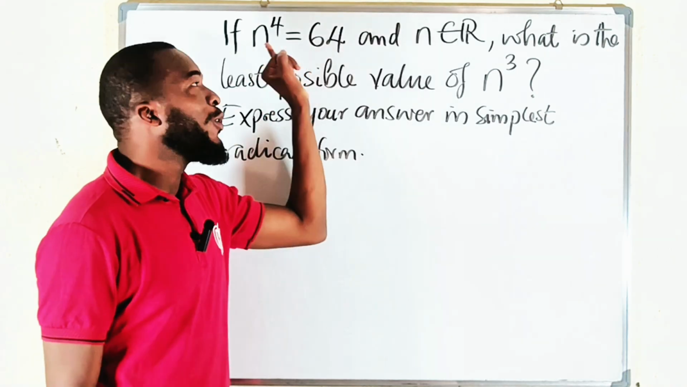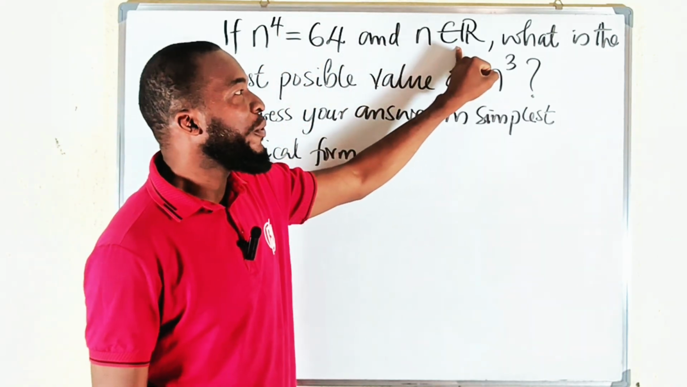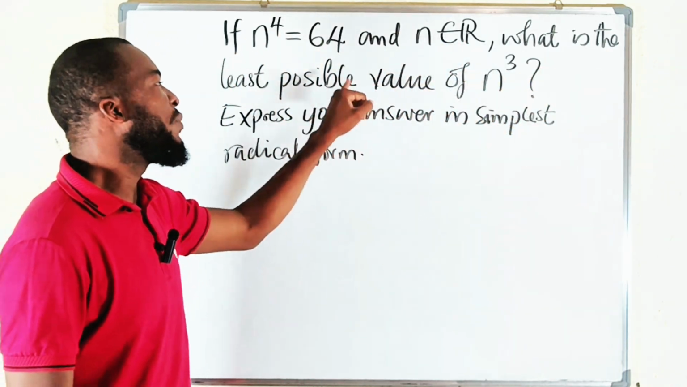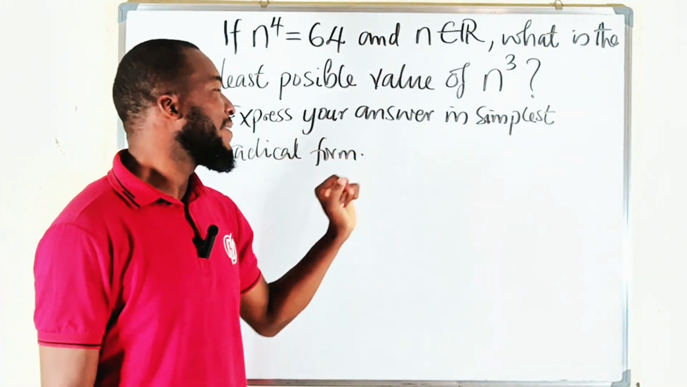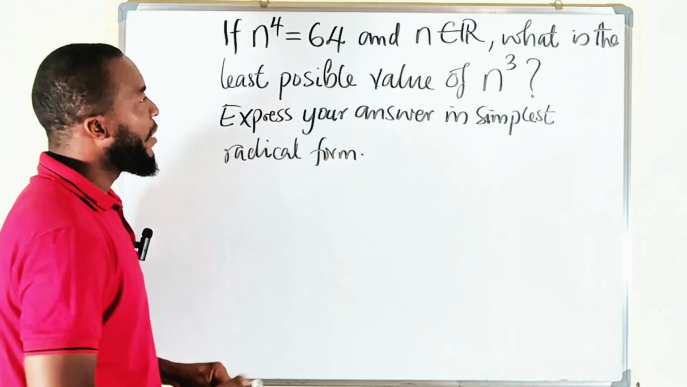If n to the power of 4 is equal to 64 and n is a real number, what is the least possible value of n to the power of 3? We're asked to express the answer in simplest radical form.